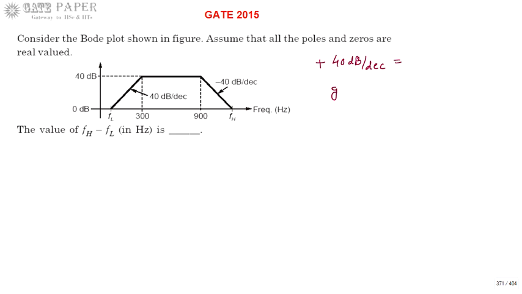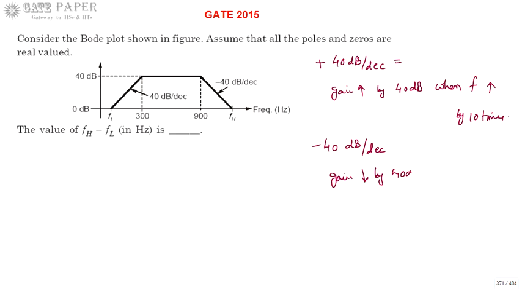So gain increases by 40 decibels when frequency increases by 10 times. And minus 40 decibels per decade means gain reduces by 40 decibels when there is a decade change in frequency, that is, when frequency increases by 10 times.